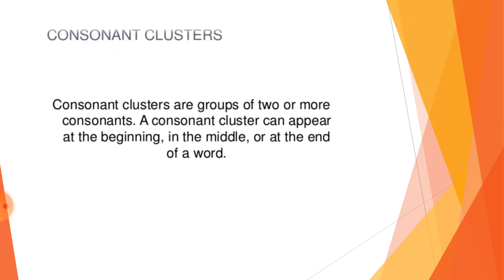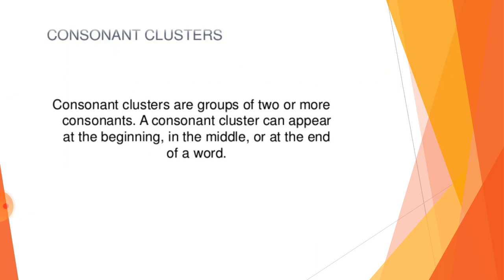A syllable is a rhythmic unit in a word. It has a vowel and can have one or more consonants before the vowel and one or more consonants after the vowel. When two or more consonants occur together, they are called consonant clusters. A consonant cluster in a word is a group of consonants with no vowels between them.